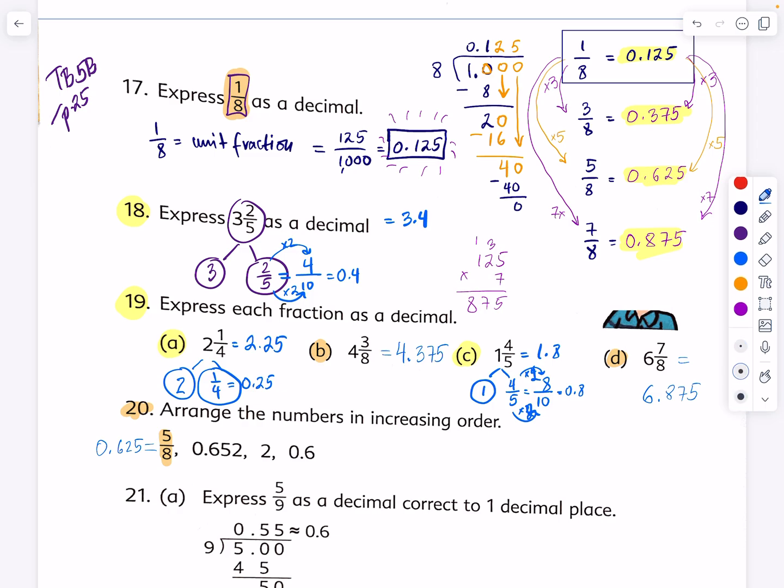And the smallest number here is 0.6. The largest number here is 2. So this is finished, and then we have 0.625 and 0.652. And now we are finished in increasing order. I hope you found this lesson on conversion of eighths and conversion of simple fractions into their decimal equivalents useful.